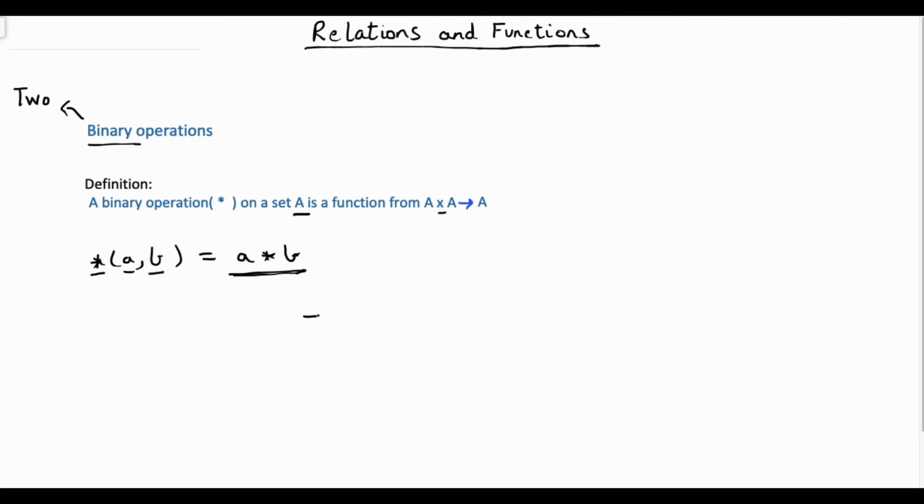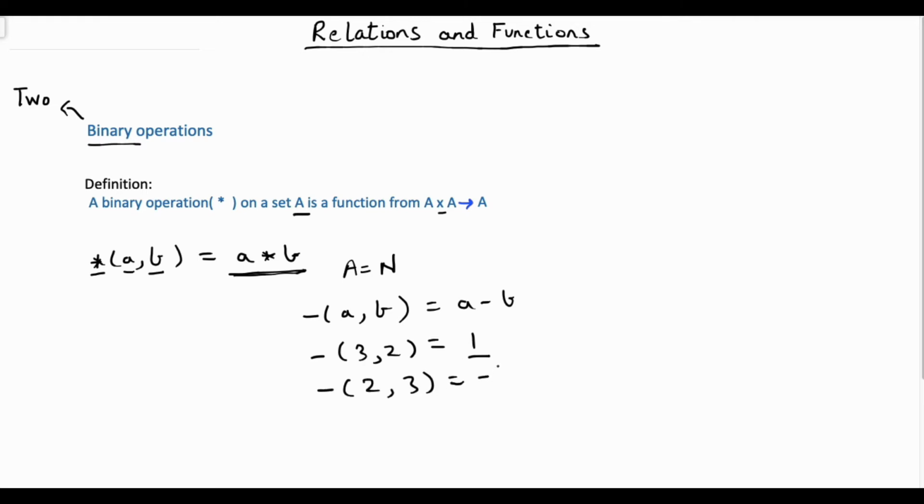Let's say we define the minus operator on the set of natural numbers. If I take 3, 2, you will get 1. It belongs to the set of natural numbers. But if I take 2, 3, it will be equal to minus 1, which does not belong to the set of natural numbers. Therefore, the minus operation on the set of natural numbers is not valid.